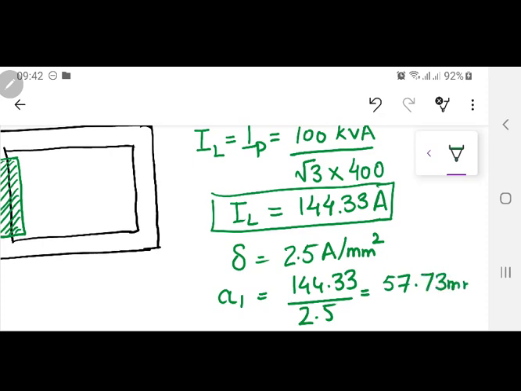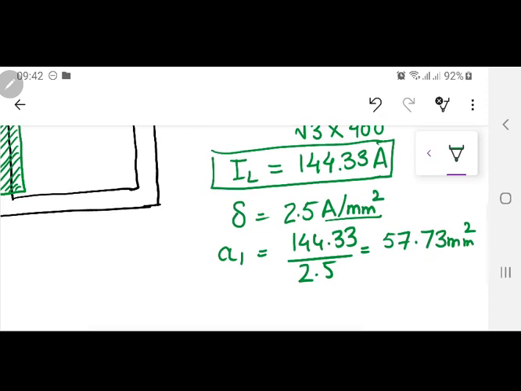57.73 mm square, because I had this one as mm over here, mm square. So now the area. Now this area is very large. Technically we all know, or up till your final year, you have been told that the wires are actually round in shape, or the copper which is available in wires, any wires, is round in shape.